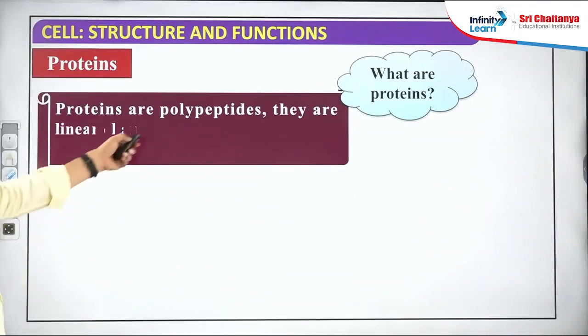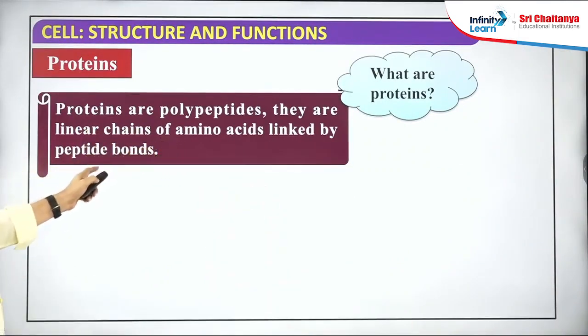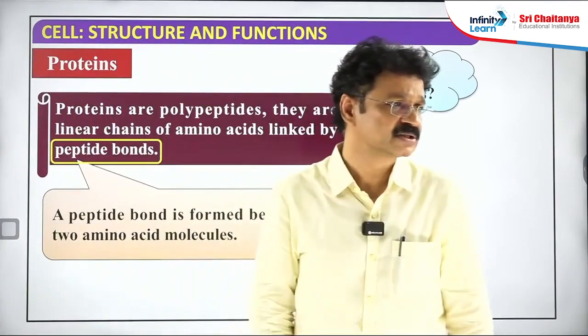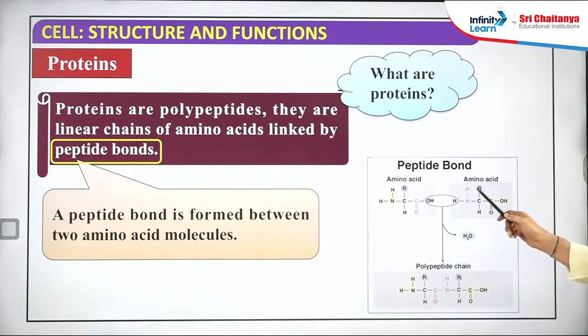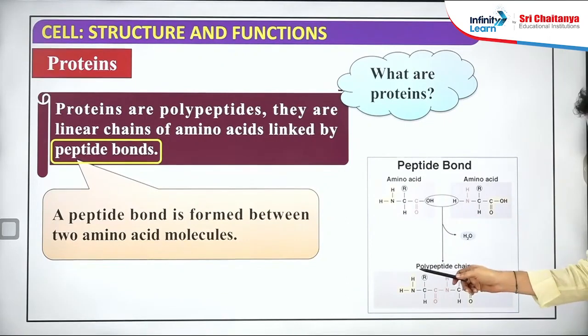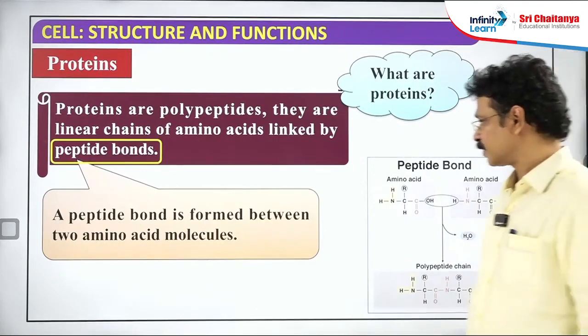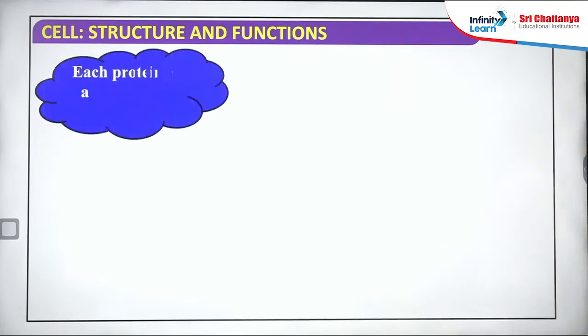What are proteins? Proteins are polypeptides. They are linear chains of amino acids linked by peptide bonds. A peptide bond is found between two adjacent amino acids. The OH group of the carboxyl group in one amino acid and a hydrogen atom in the amino group of the next amino acid are engaged to form a peptide bond. At that time a water molecule is liberated, so it is a dehydration reaction. Peptide bond formation is an example of a dehydration reaction.